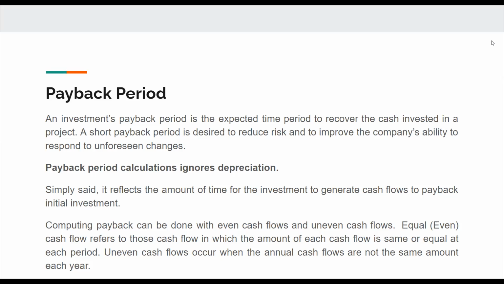Now, we can calculate payback period with both even cash flows or uneven cash flows. When I use the term even cash flows or equal cash flows, I am referring to cash flows where the amount is going to be the same or equal each period. So if I have an investment and I am supposed to receive $5,000 monthly, that's an example of an even cash flow, right? If I'm receiving unequal amounts, that's an uneven cash flow, right? So the cash flows are not the same in a year. Usually the period is a year, right? That's uneven cash flows.